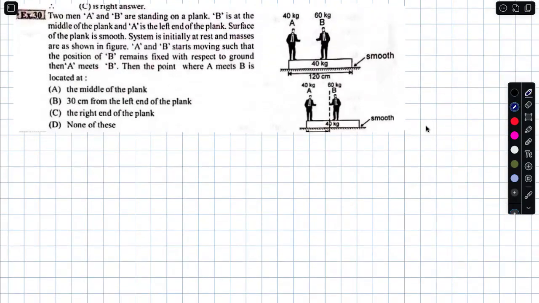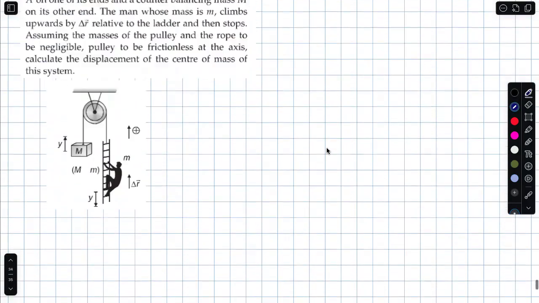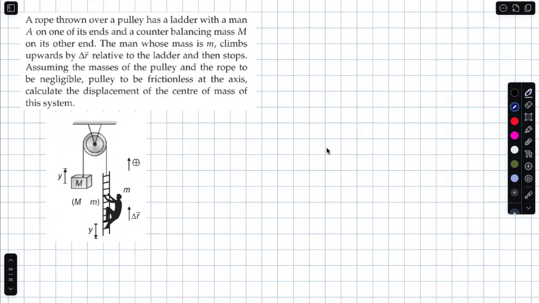You have a situation here. Too many A and B. I think it is the same situation, the same repeated question. Mass of A times displacement of A with respect to plank plus displacement of the plank. Mass of B times displacement of B with respect to plank plus displacement of the plank. Mass of plank times displacement of plank is 0. Right. Leave it. Now you see the next question.